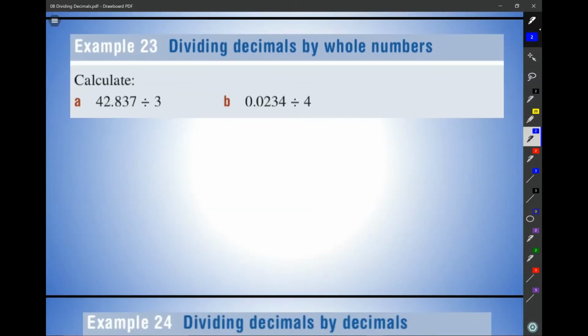Okay, now dividing decimals by numbers that aren't 10 or 100 or 1,000 and so on. How do we do this? Well, we take a pretty similar method to what happened in multiplication. Except this time we don't have to ignore a decimal point. We can actually just do the division, leaving the decimal point as is.